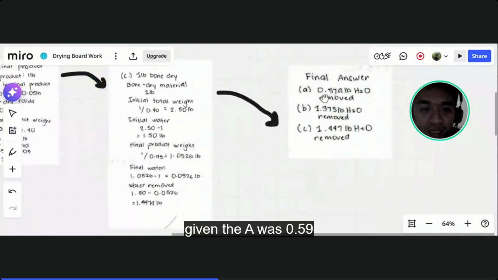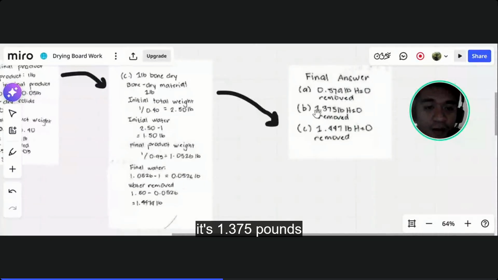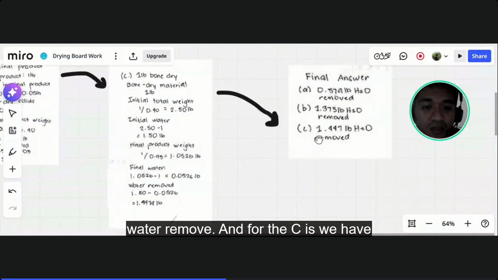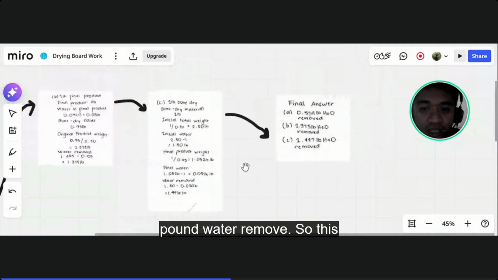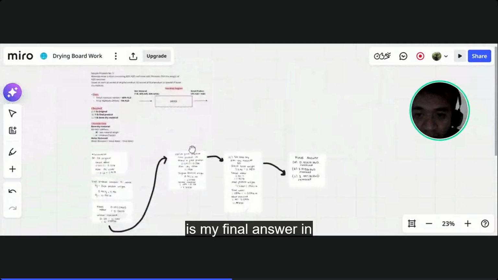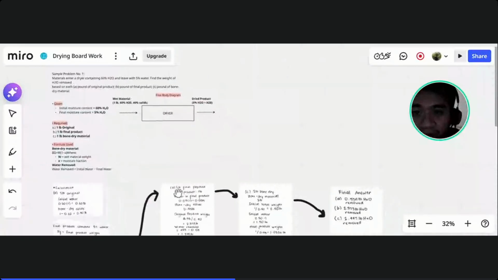The final answers are given. A was 0.58 pounds water removed. For B, it's 1.375 pounds water removed. And for C, we have 1.47 pounds water removed. So this is my final answer in sample problem number one.